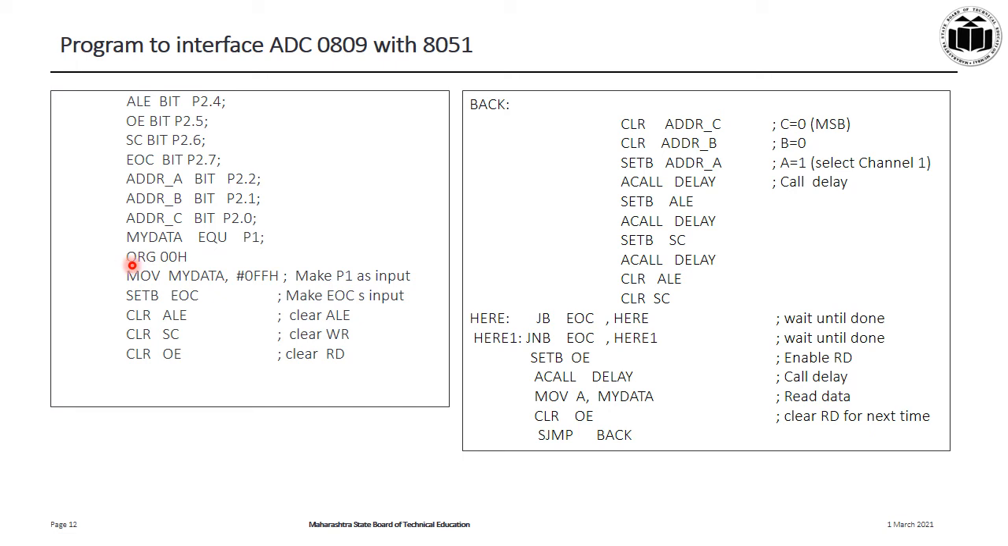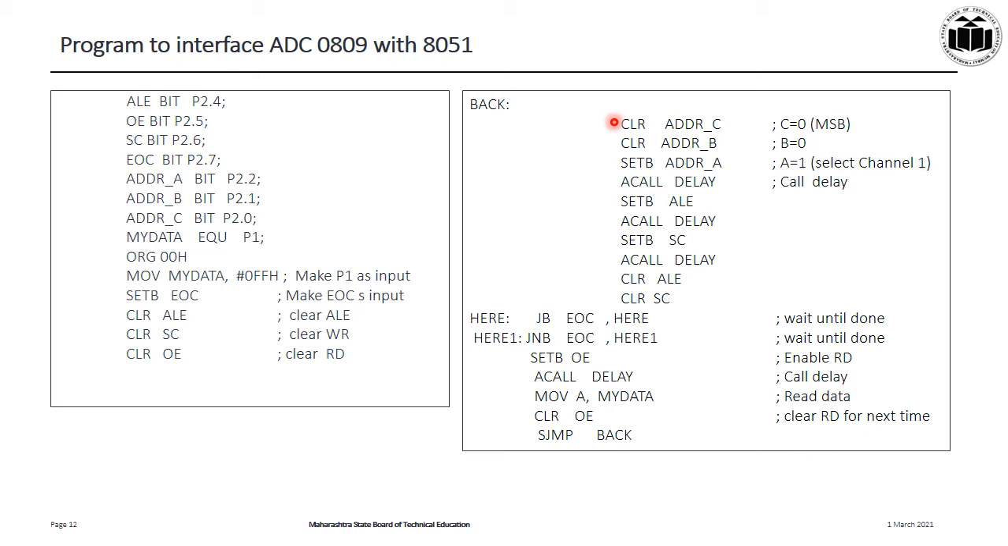We start the program from origin 00H. First, we make port 1 an input port by giving the value FFH, so all bits are set to 1. Then EOC is made high, ALE is cleared, SOC is also cleared, and OE is also cleared. OE will again be kept 1 when we have EOC as 0.